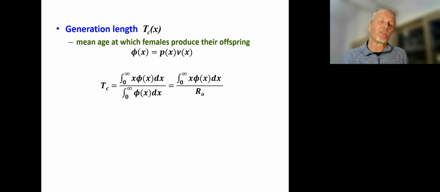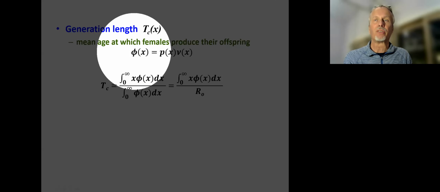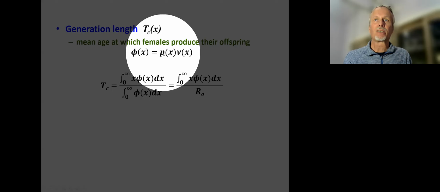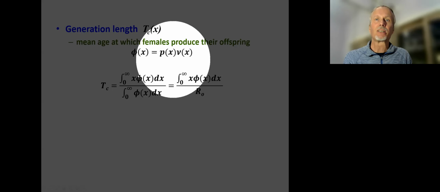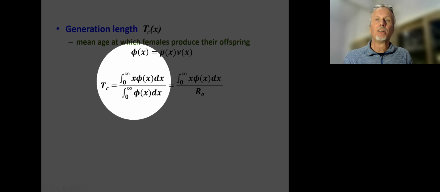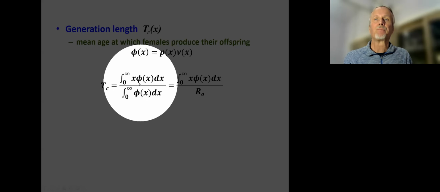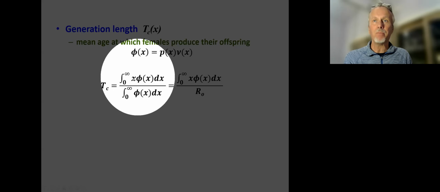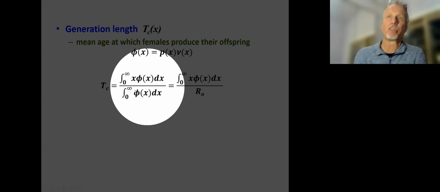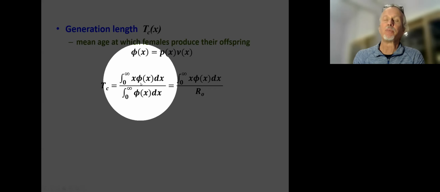We just used the term generation length, but we haven't really defined that formally. There are several ways of doing that, but one way is to compute the mean age at which females reproduce their offspring. It can be computed starting from the maternity function, f of x equal to p of x times nu of x, and Tc is equal to the mean age at which females produce their offspring.